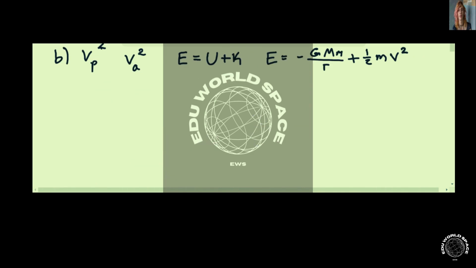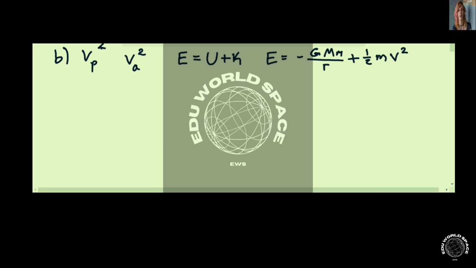In the next part of the problem, we are trying to find formulas for the square of the velocities at perihelion and aphelion using conservation of energy. The energy during orbit is going to be the sum of the gravitational potential energy, U, plus the kinetic energy, K. And there's a formula in the textbook given, which is over here on the right, that the gravitational potential energy is negative GMm over r, and the kinetic energy is 1/2 mv squared. So the sum of those two terms is the total energy.